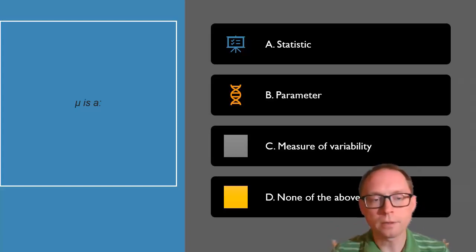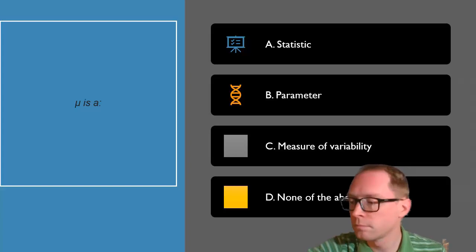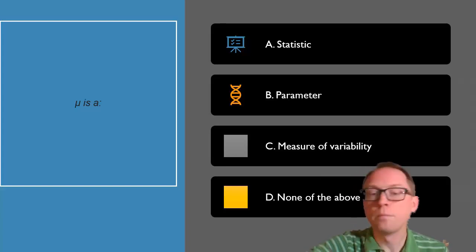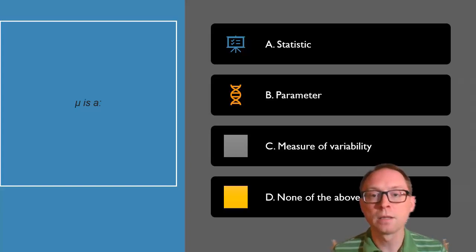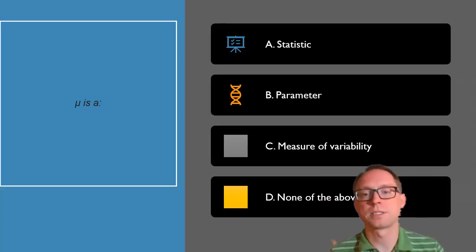That letter right there, that's the Greek letter mu. Mu is a parameter. Parameter because it describes the population. Mu is the mean. It's the mean for the whole population. That means it's going to be a parameter. If that was X bar, that's a statistic.